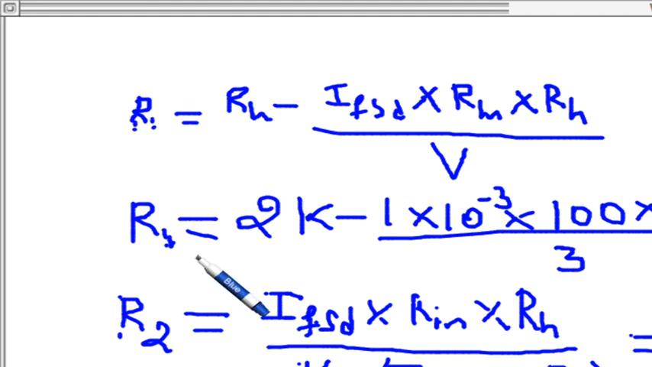Okay, so in this way we can find out the values of R1, R2, and if there is a drop in the battery voltage, then also we can find out the value of R2. So this comes under the category of the designing of the series type ohm meter.